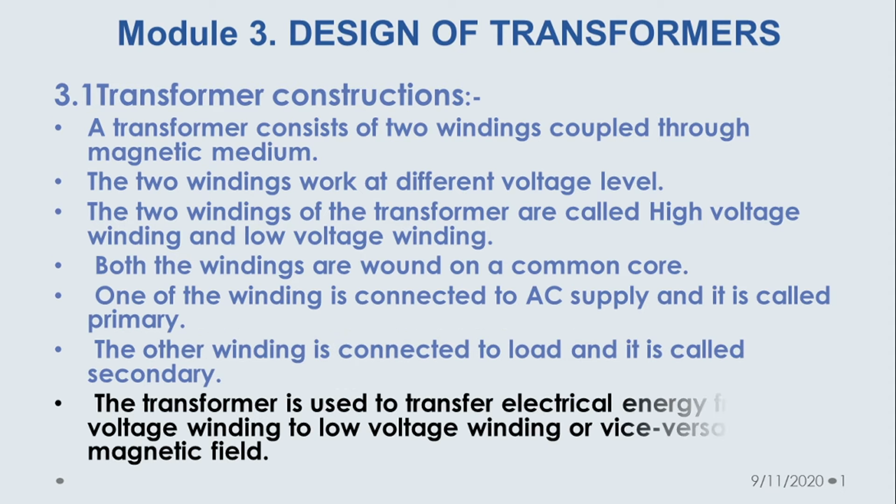The transformer is used to transfer electrical energy from the high voltage winding to the low voltage winding, or vice versa, through a magnetic field. So there is a change in voltage from higher to lower or lower to higher. Correspondingly the current changes from a higher magnitude to a lower magnitude, or lower to higher. There is no change in the power from primary to secondary, and no change in the frequency. The application of a transformer is only to change the voltage level from one level to another.